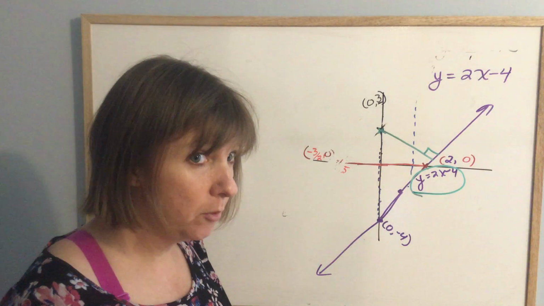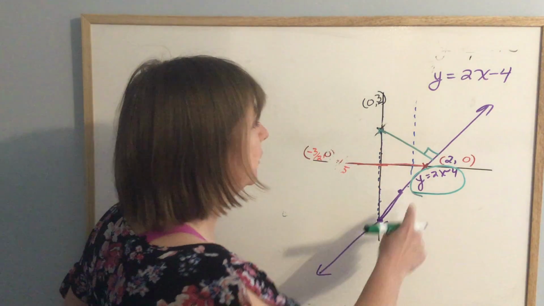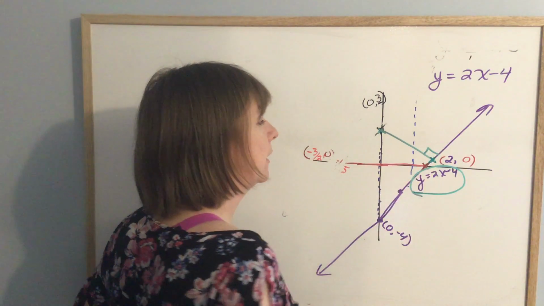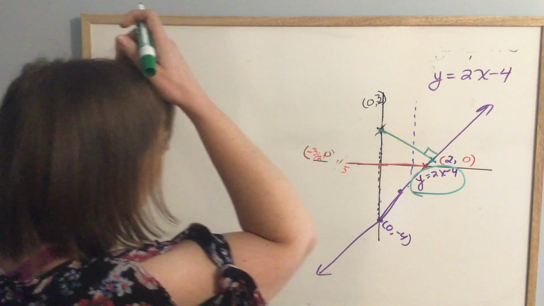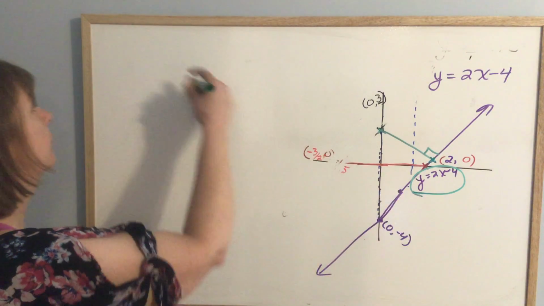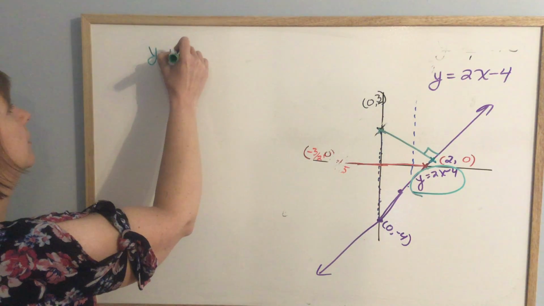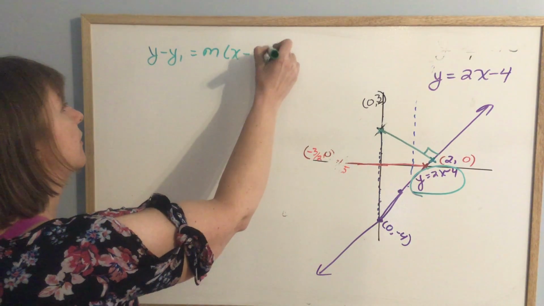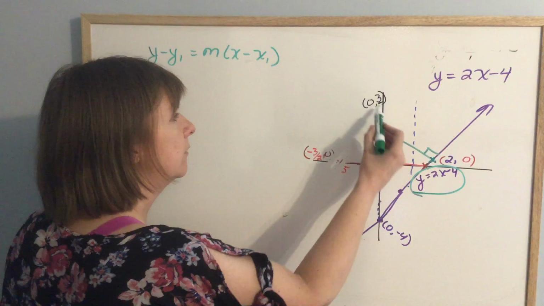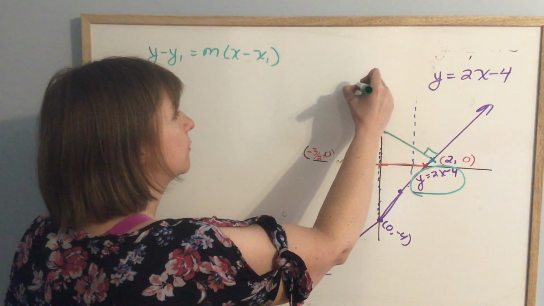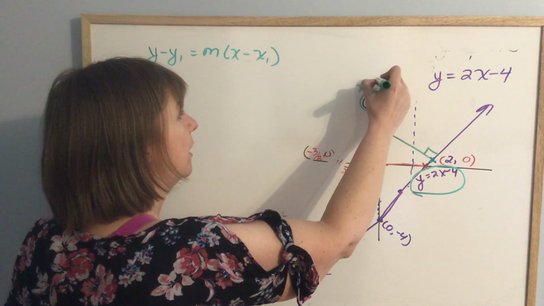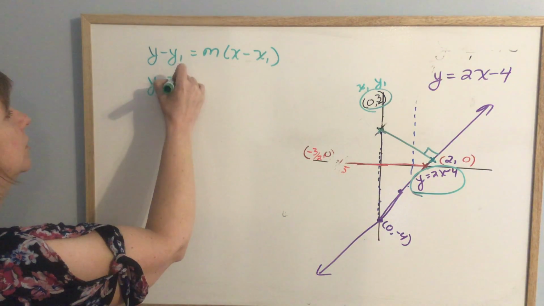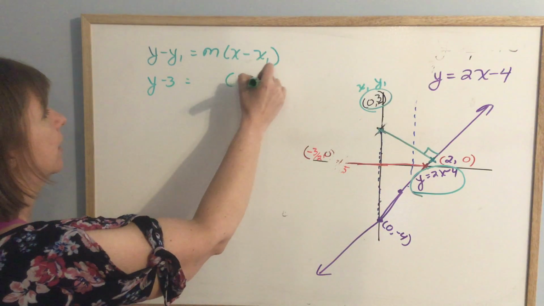So just like before, I need to figure out where it is touching the purple line. And to do that, I have to come up with an equation for the green line. So y minus y1 is equal to slope times x minus x1. So the beginning of this green line is here at 0 and 3. So that is my x1 and my y1. So I'm going to do y minus 3, and I'm going to do x minus 0.